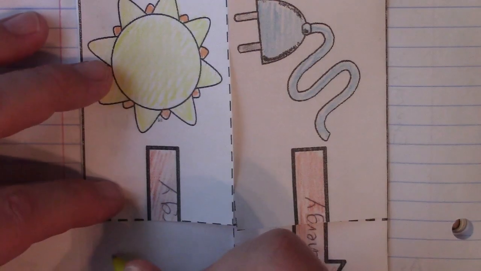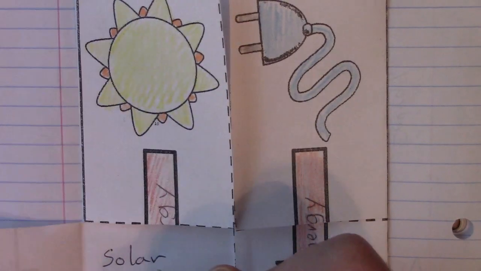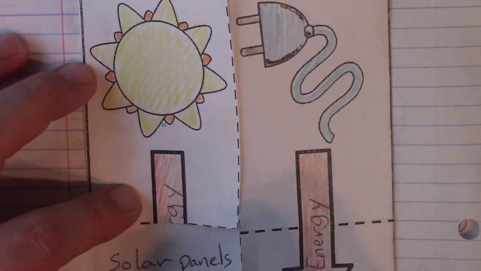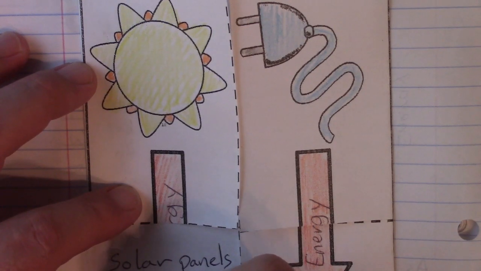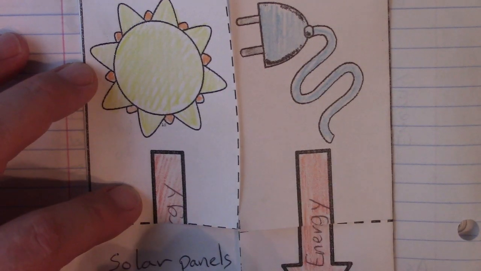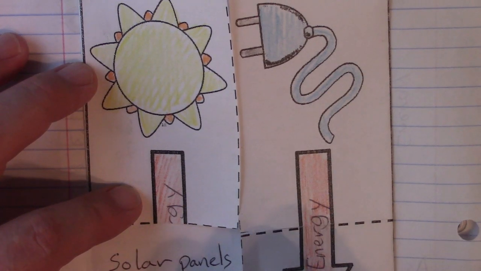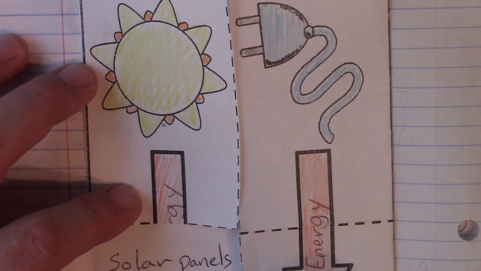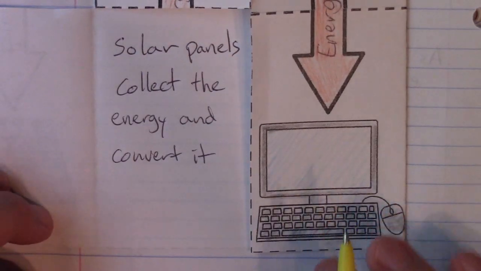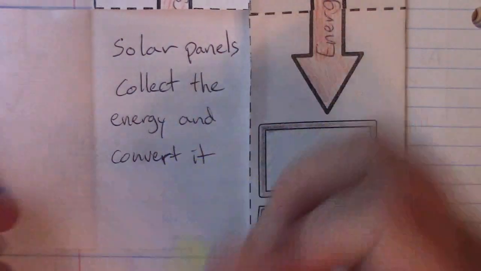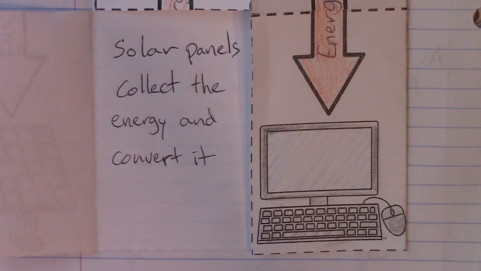And solar panels collect the energy and convert it. Solar panels collect the energy and convert it. Remember, convert means to change it, transform it. This is where the transfer comes in.